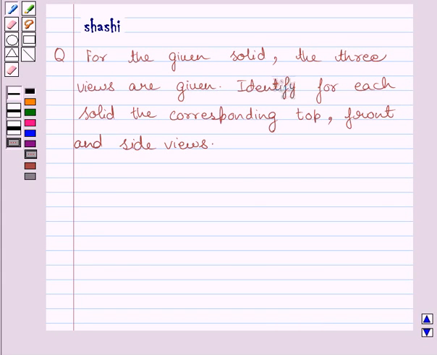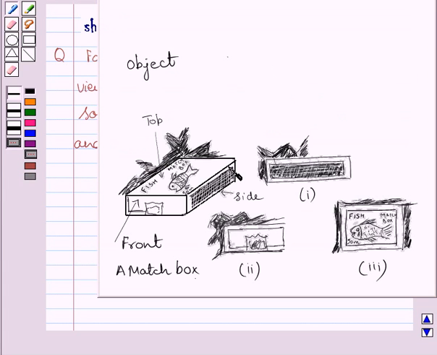Let us discuss the following question. Question says, for the given solid, the three views are given. Identify for each solid the corresponding top, front and side views. Now the given solid is a matchbox.